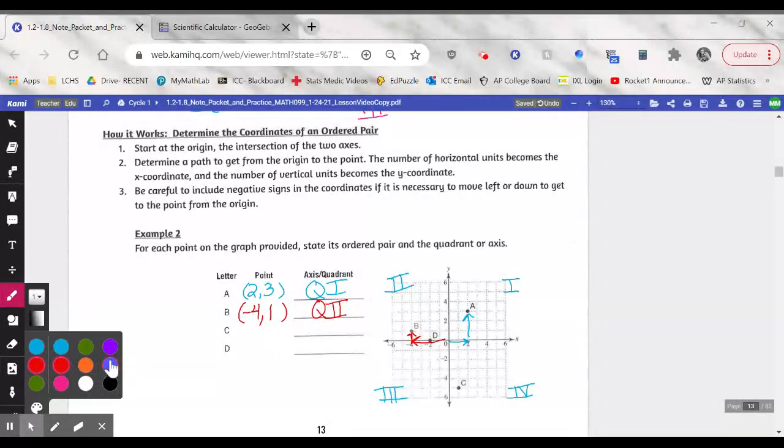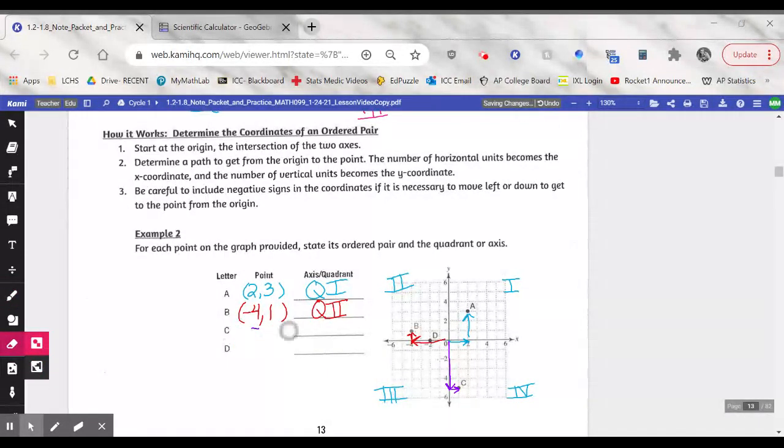For C, from the origin, it went down 5 and to the right 1. So -5. Oops, I did that one out of order. It can happen to anybody. So first go left or right. So we see it went to the right 1, and it went down 5. So 1, -5. And we've got it in quadrant 4.